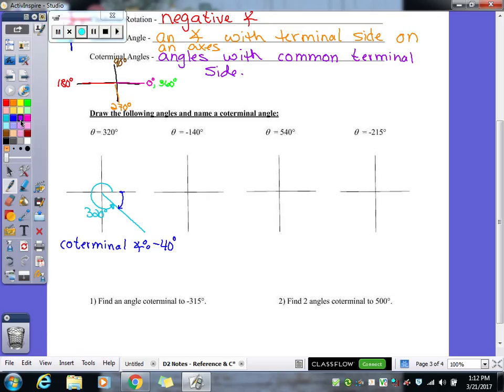All right, our next one, we got negative 140. So we got to go the other way around. We got to go clockwise. So this would be negative 90. This would be negative 180. So my negative 140 is going to fall somewhere in there. And again, we got to show with our little arrow which way we're going.